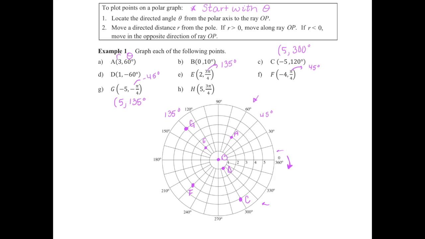And letter H, we have (5, 3 pi over 4). But hey, didn't we just find that? Since 135 degrees is also the same, G and H are the same polar coordinate point.